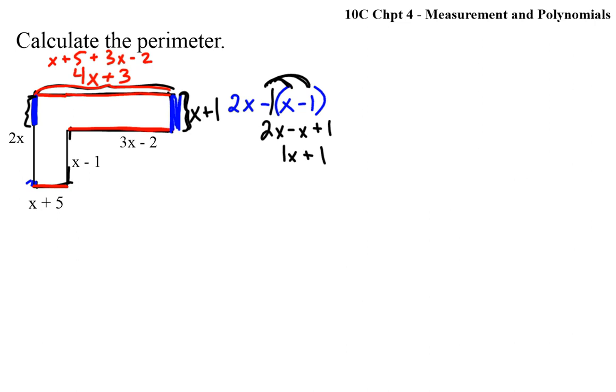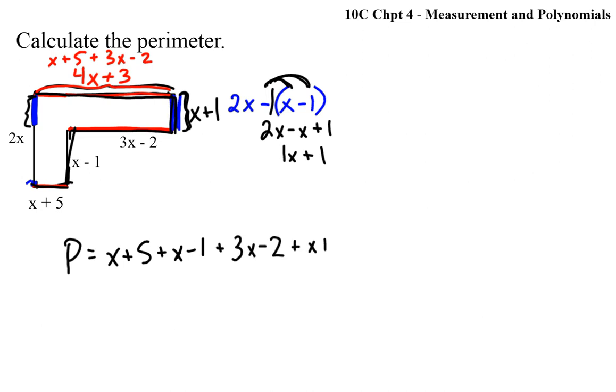So sometimes there's a little bit of calculating for these unknowns before I can get the total perimeter. And now I just have to add up all the sides. X plus 5, x minus 1. Adding all of these sides together. 3x minus 2, x plus 1. 4x plus 3 and a 2x. So the math here is not real tough, but the organizing is.